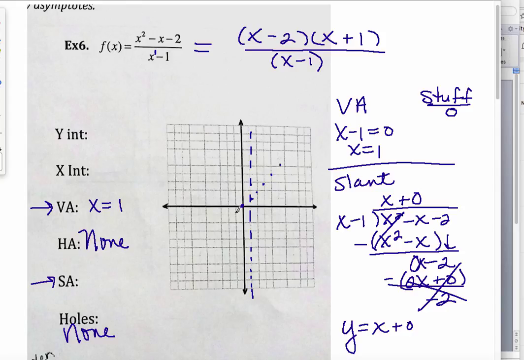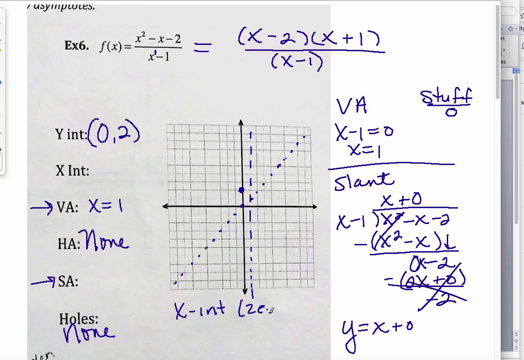And then I can just use my little dots here that I'm using to slope it. Use those as my dashed line. Okay, so then our y-intercept is when x is equal to 0, so you get negative 2 over negative 1, which is 2. So 0, 2, and 0 up 2. There's your y-intercept.